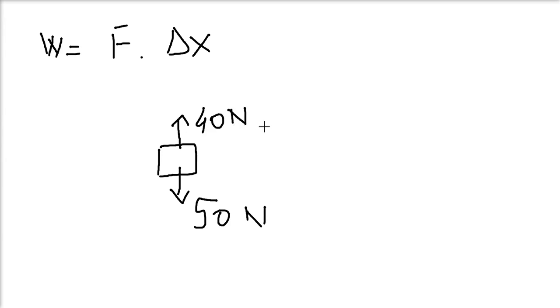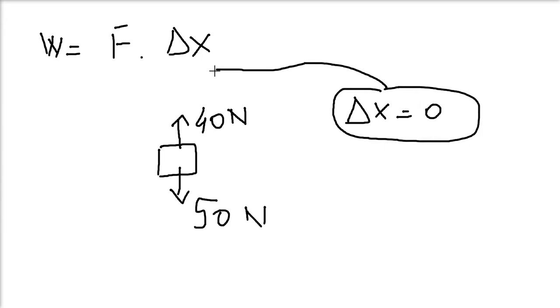Can I lift the bin? No, I can't. So the bin can't move, and delta x is equal to 0. If delta x is equal to 0, of course work is equal to 0.